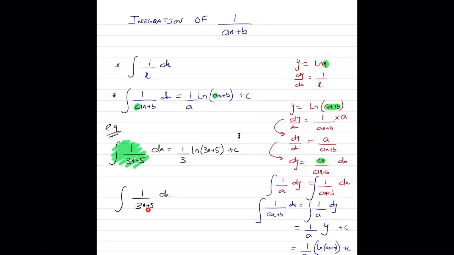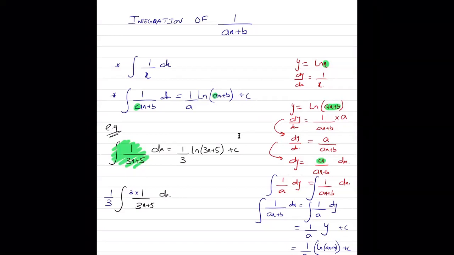The denominator is 3x plus 5. What is the differentiation of 3x plus 5? 3. Is that 3 present in the numerator? No. So I multiply by 3 over here to make the differentiation of the denominator come in the numerator. Now this is something I'm doing on my own, so I'm going to outside the integral sign, multiply it by 1 upon 3.